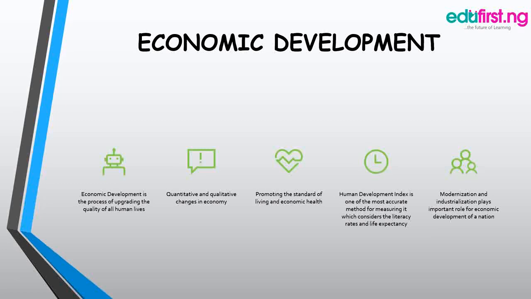Now we'll be talking about economic development. Economic development is the process of upgrading the quality of all human lives. It is the qualitative and quantitative changes in the economy. It sees the promoting of the standard of living and economic health of the country. In measuring economic development, we mostly make use of the Human Development Index, which considers the literacy rate and life expectancy. Modernization and industrialization play an important role for economic development of a nation.